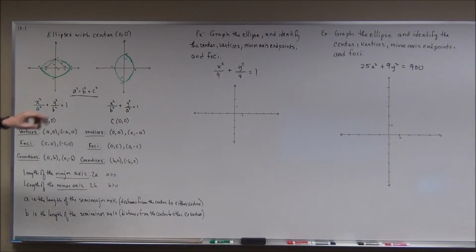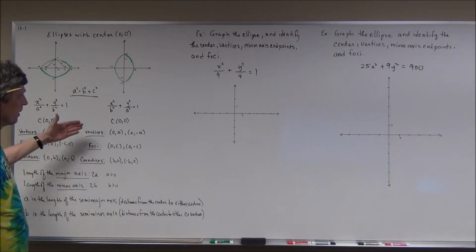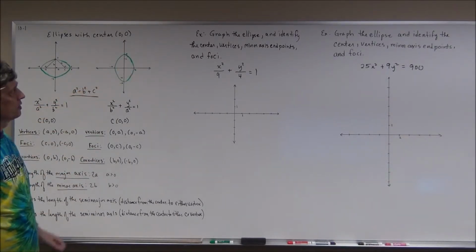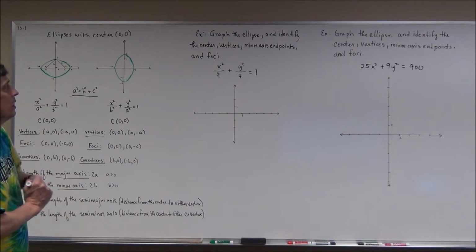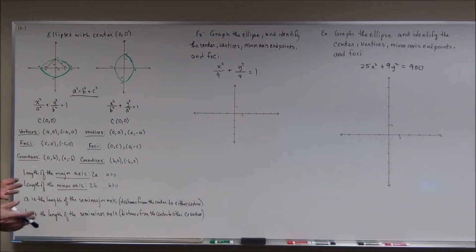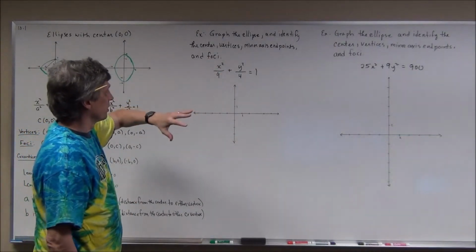And of course, the actual graphs that are in green, the oval shapes there, are the ellipses. So now, I'm going to do a couple of examples where I'm going to graph ellipses, but I'm also going to list some of this key information. The first example says graph the ellipse and then identify the center, the vertices, the minor axis endpoints, that's the co-vertices, and the foci. These are all ordered pairs here.